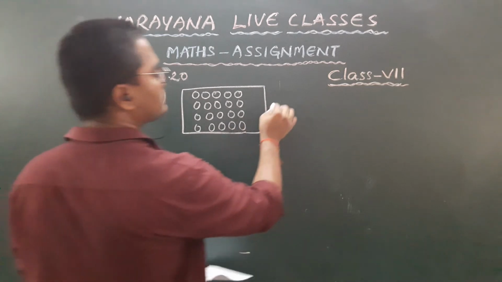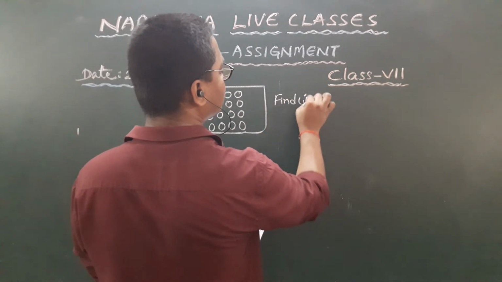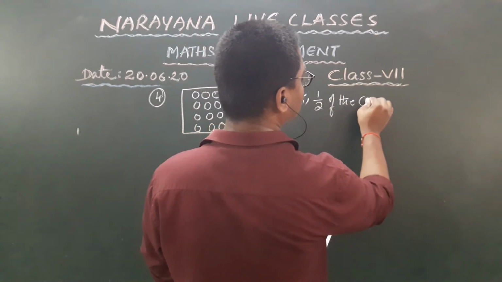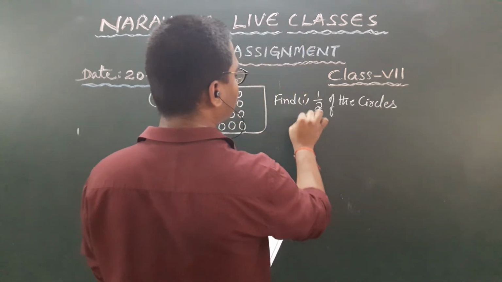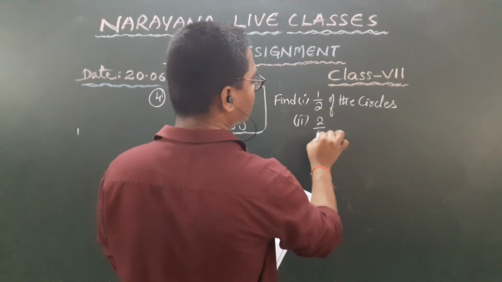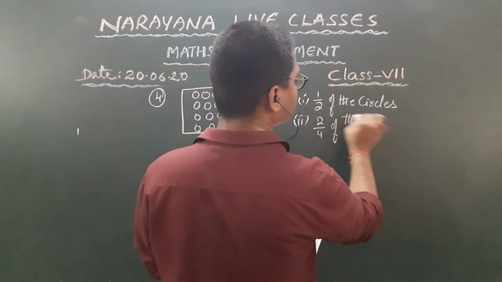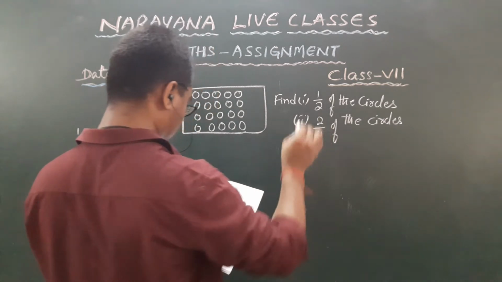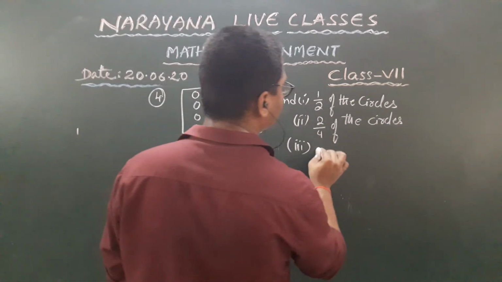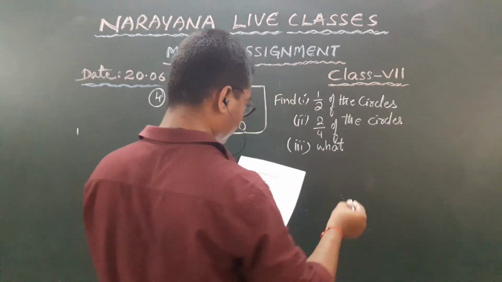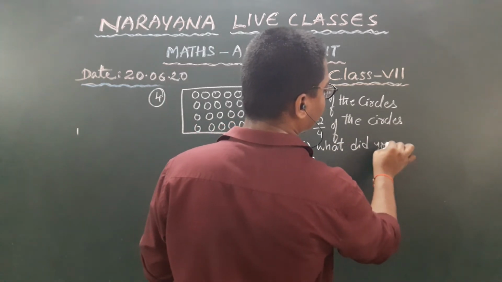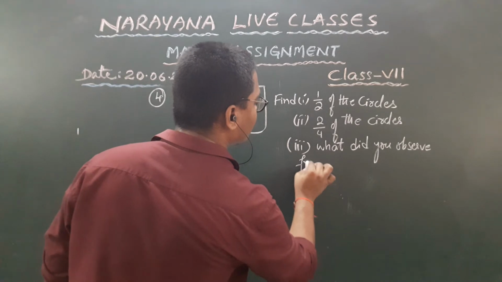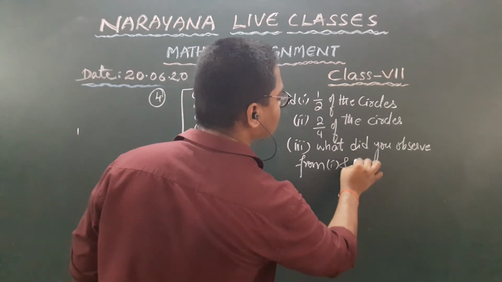The question is, find first, one half of the circles, that is 1 by 2 of the circles is equal to what? This is the question. And the second one is 2 by 4th of the circles. And the third question in this is, what did you observe from 1 and 2? From the first question and the second one.